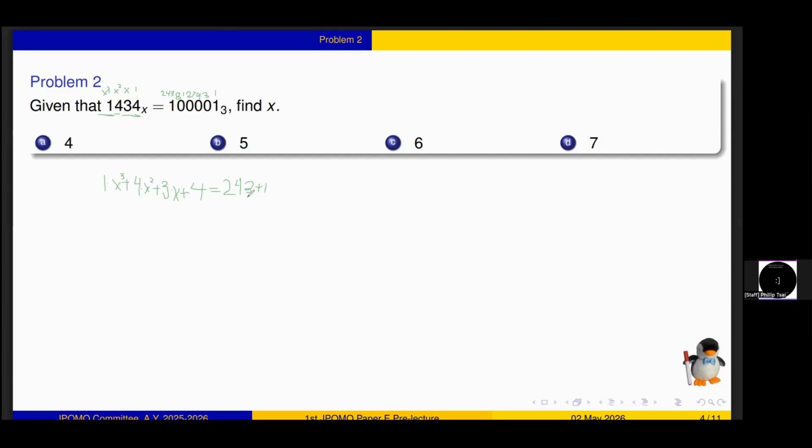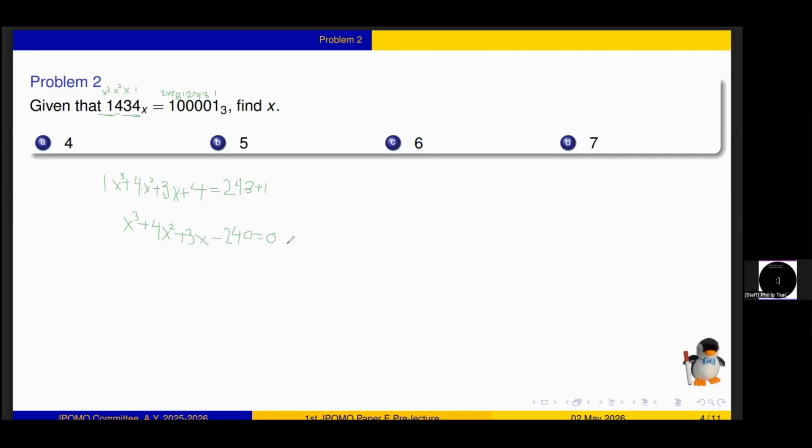Now, we can simplify this a bit. We can move all the terms into the left-hand side, and we can just ignore the multiplication and put them into coefficients. So instead we have x cubed plus 4x squared plus 3x equal to 244. If you subtract 244 from both sides, you get x cubed plus 4x squared plus 3x minus 240 equal to 0.